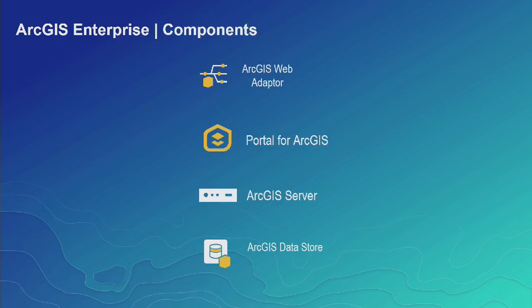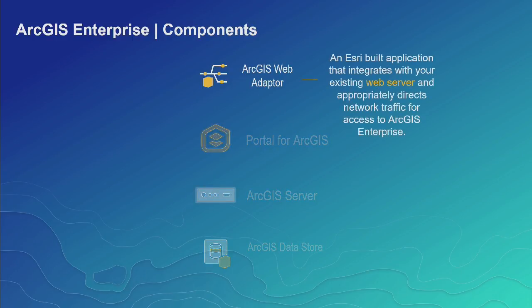So to start, let's look at the Web Adapter. The ArcGIS Web Adapter is an Esri-built application. It integrates with your existing web server, and it appropriately directs the network traffic for access. So this might be the most unfamiliar to those of you who have a little experience with web servers. And actually, I can take a poll here. How many here work with web servers regularly? Okay. Good group. So for those of you that don't, the Web Adapter is here to make this as simple as possible.